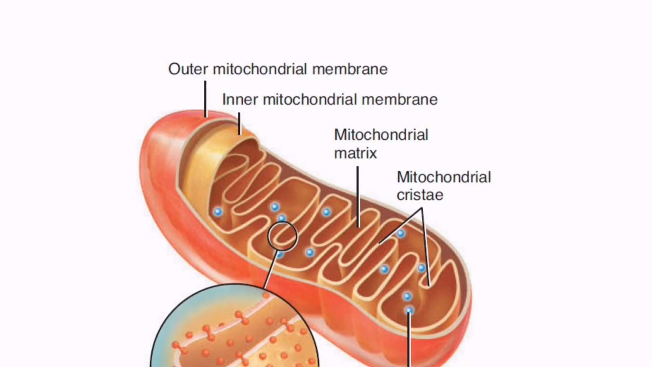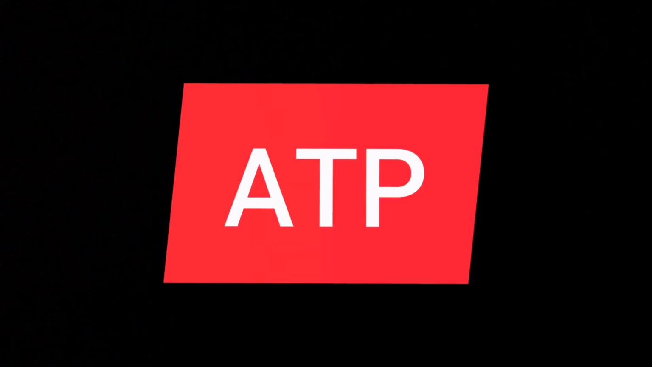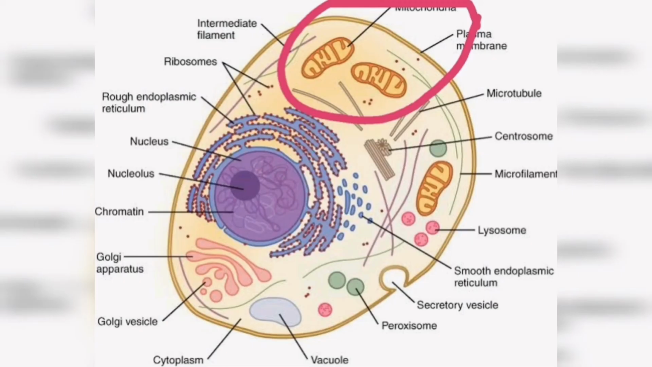Mitochondria helps in cellular aerobic respiration. Due to the presence of a series of folds, that is mitochondrial cristae, the surface area for the chemical reaction increases. That is, aerobic cellular respiration increases, and as a result, more ATP is produced. So, this series of folds helps in the production of ATP. That is why it is known as the powerhouse of the cell.